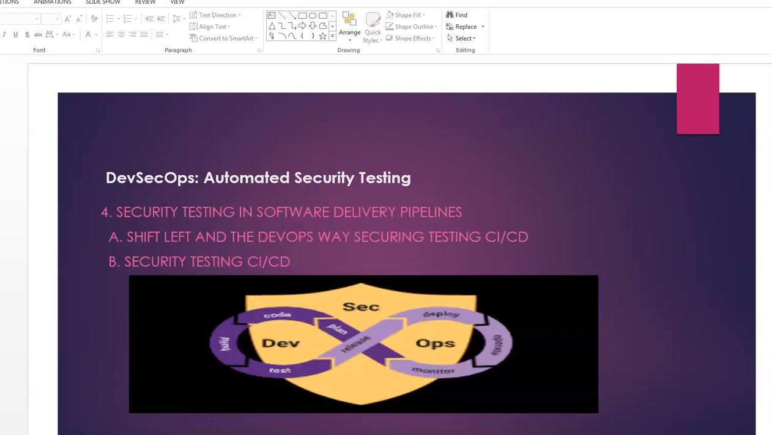And the fourth topic will shift completely to the DevOps way: how we do security testing in the CI/CD environment, and also how security testing takes place with respect to DevSecOps. We'll discuss in detail.